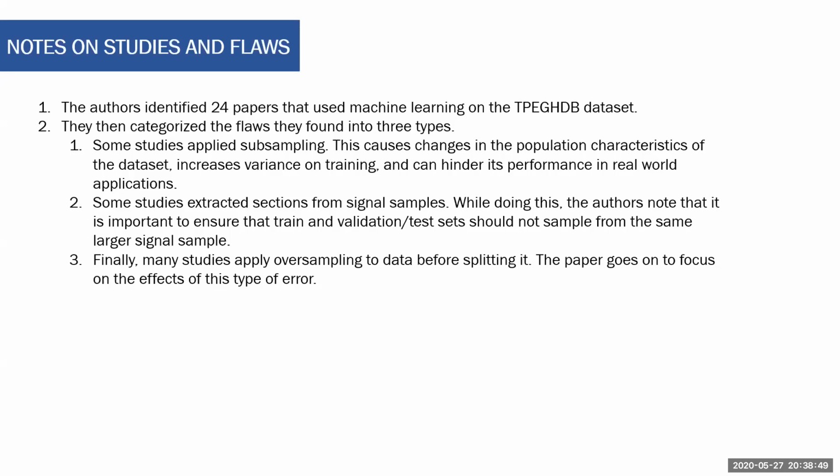Some studies extracted sections from samples. So samples were 30 minutes long and recorded at 20 hertz. So 5 samples each. No, 20 samples each, sorry. And each second. So they extracted like some duration length from each sample, and the authors warn that it is important to make sure you don't take validation data and training data from the same sample. And finally, some studies applied oversampling to data before splitting it. This paper will go on to focus on this third type of error.